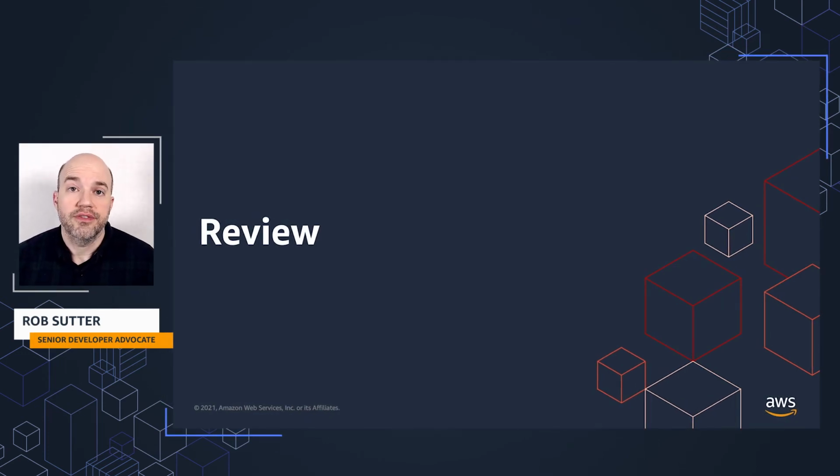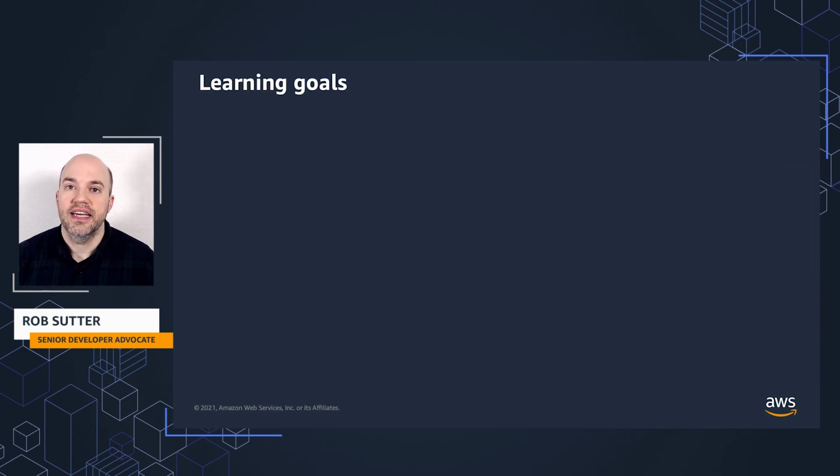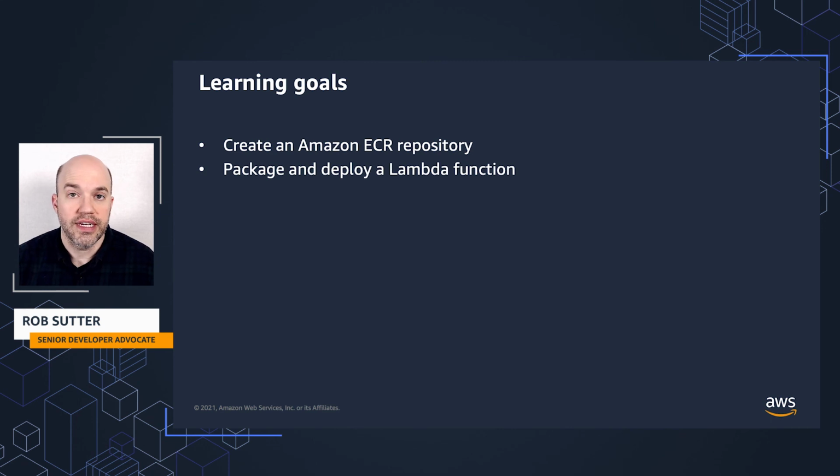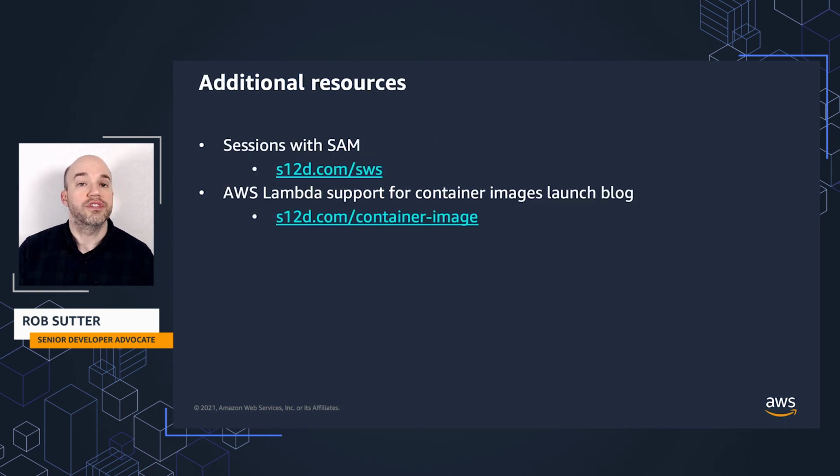So now you've seen how to build, package, and deploy Lambda functions using both the AWS Management Console and the AWS SAM CLI. Let's review what you've learned. In this session, you learned how to create an ECR repository using the AWS CLI. You learned how to package, build, and deploy Lambda functions using AWS SAM CLI. And you learned how to make changes to your code and update your Lambda functions using the AWS SAM CLI. For additional resources, see Sessions with SAM and the AWS Lambda Support for Container Images launch blog at the URLs shown on this slide.